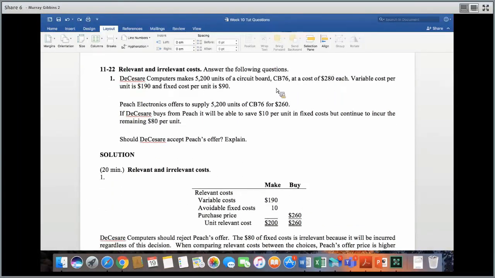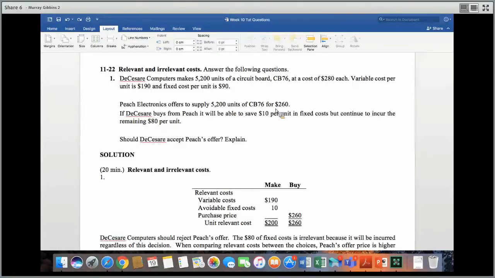One last question. We have an option here. We are making a circuit board. It cost us this much. The variable cost per unit is, so that's the same truck going out of our street and is almost gone. Great. Variable cost 190 and fixed cost per unit is 90.